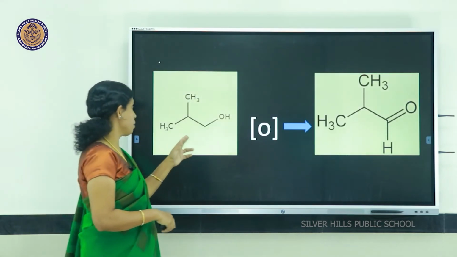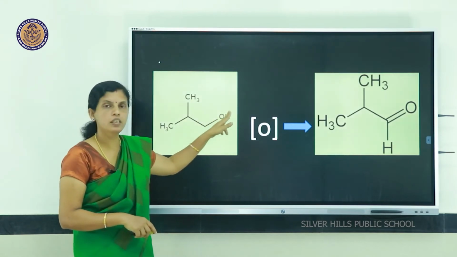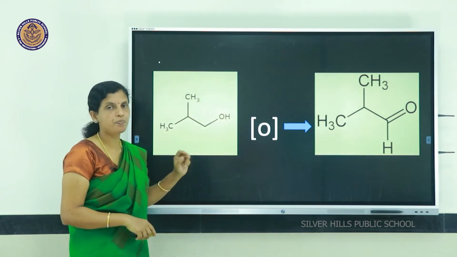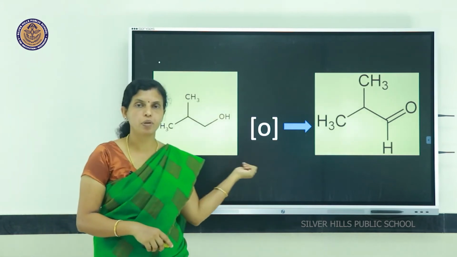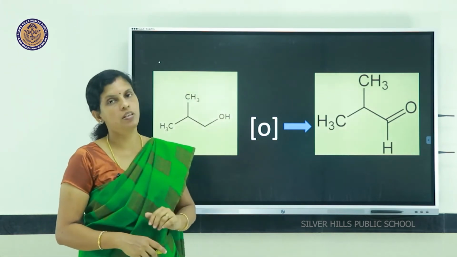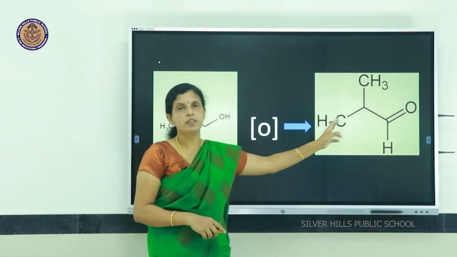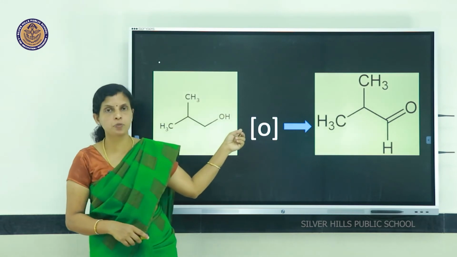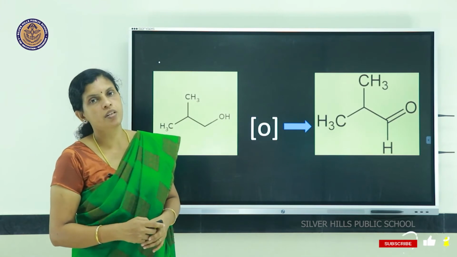Let us consider a primary alcohol. Name of this compound: on the first carbon there is an OH, on the second carbon there is a methyl group. So the name of this compound is 2-methyl propan-1-ol, and on oxidation it gives 2-methyl propanal. So only this CH2OH part gets oxidized into CHO.